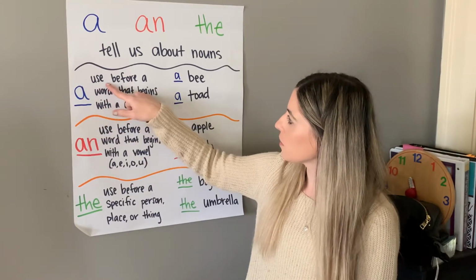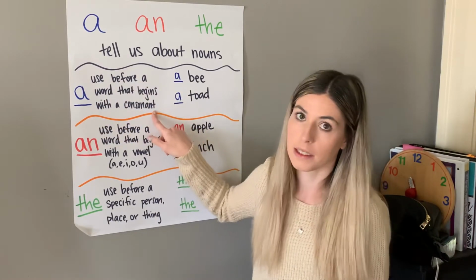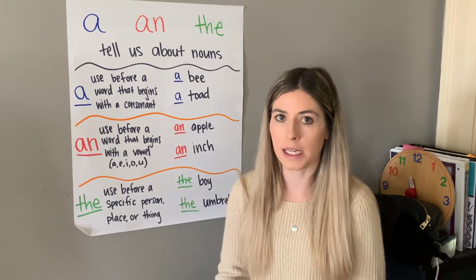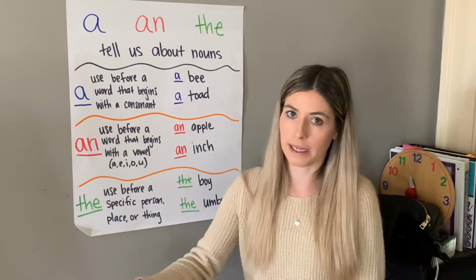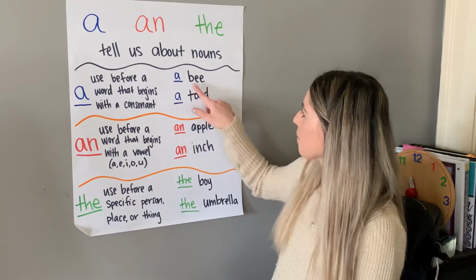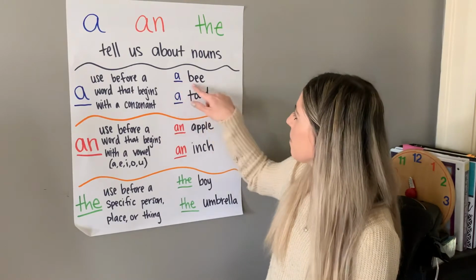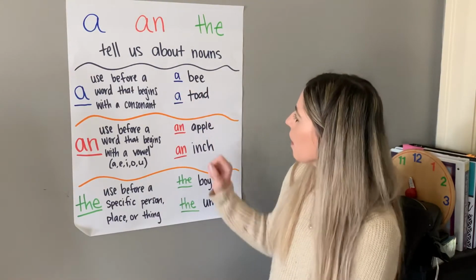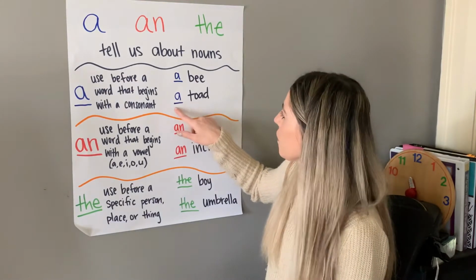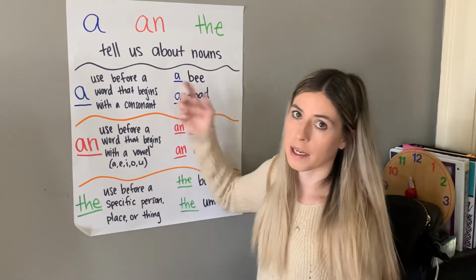So we use a before a word that begins with a consonant. So the word that we are talking about has to start with a consonant, then we use a before it. A or an? So a bee, b is a consonant, b is a consonant sound. So we're going to say a bee. We also have toad. T is a consonant sound, so we're going to use a toad. We can't use an, it wouldn't work there, and here's why.